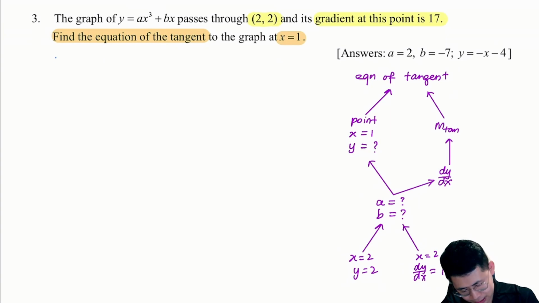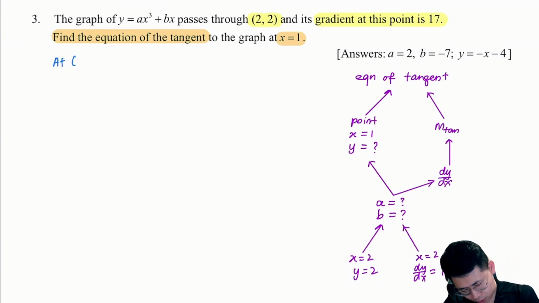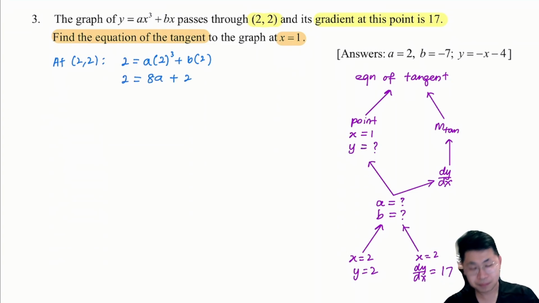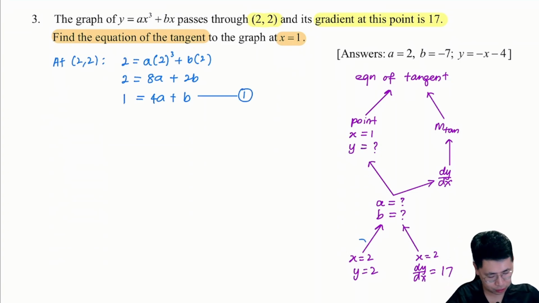So at the point (2, 2), y is equals to 2, a times 2 cubed plus b times 2. So over here 2 equals to 8a plus 2b. With this, we divide by 2, so 1 is equals to 4a plus b. So right here we have our equation 1. So this one is done.